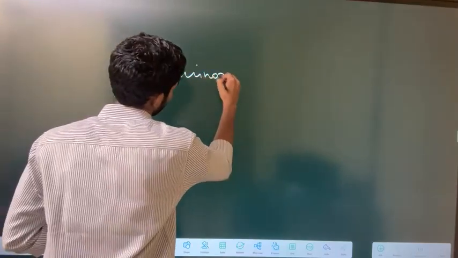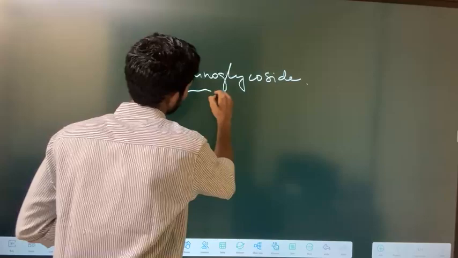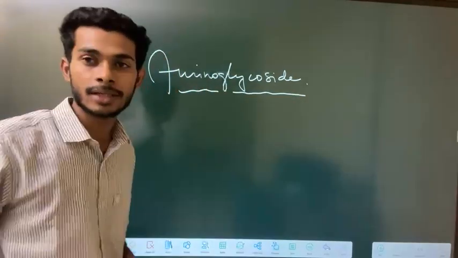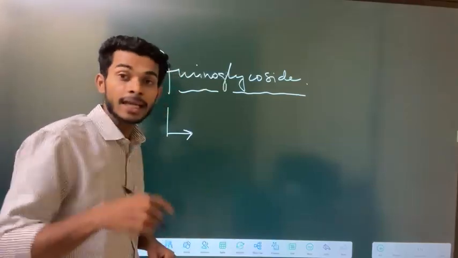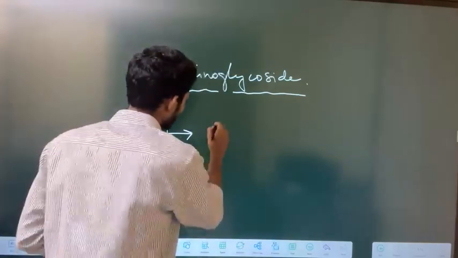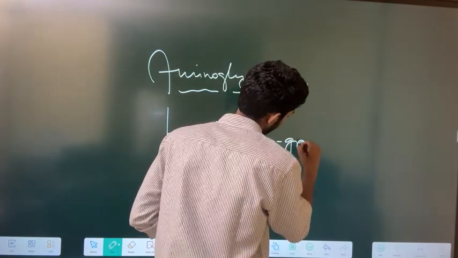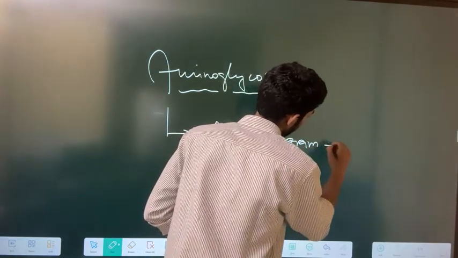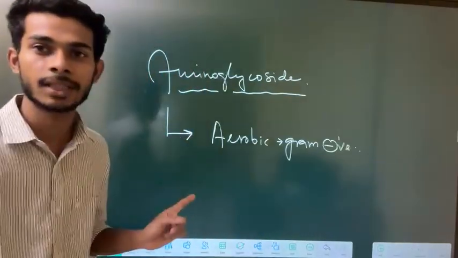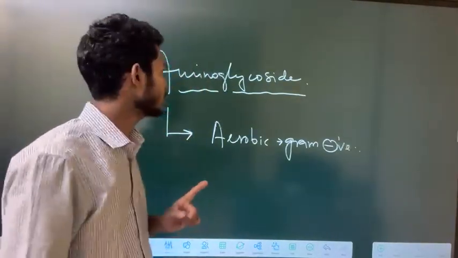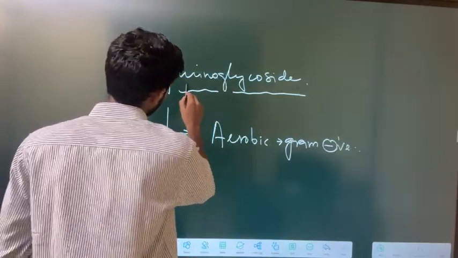First of all, aminoglycoside. See, these aminoglycosides are very important antibiotics, and they mainly act on aerobic gram negative bacteria. This mainly acts on aerobic gram negative bacteria. First thing. Second thing, in the aminoglycoside structure, you will see it is already written in the name only.